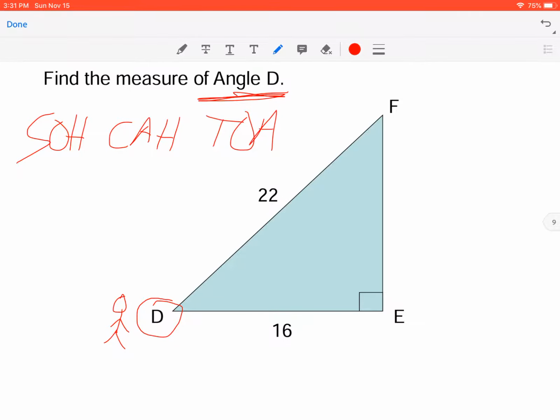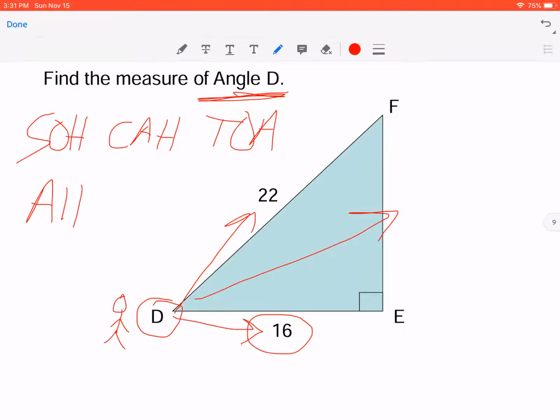Okay, so let's establish. He is right beside me, so that's adjacent, because remember, that's opposite. So I don't have an opposite. I have an adjacent, which is 16, and I have a hypotenuse. So when I look at my cheat sheet, who uses an A and an H? Oh, it's that guy, cosine.